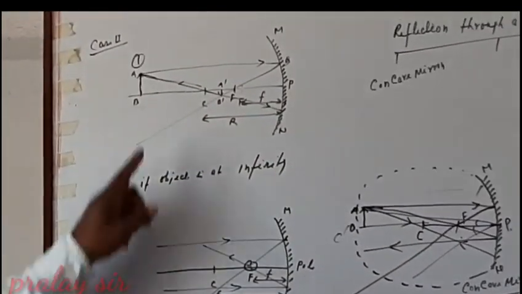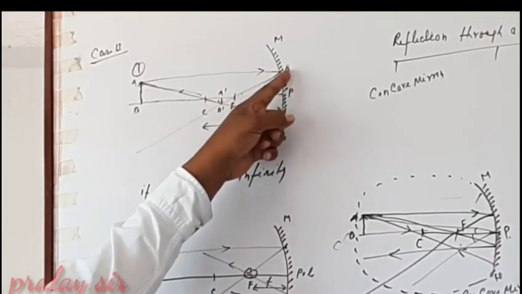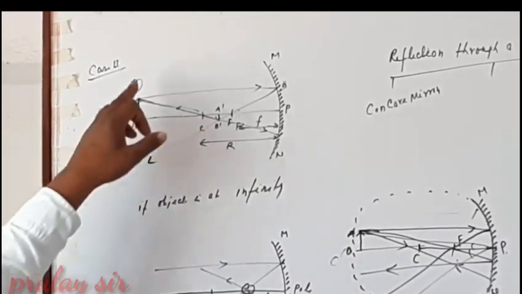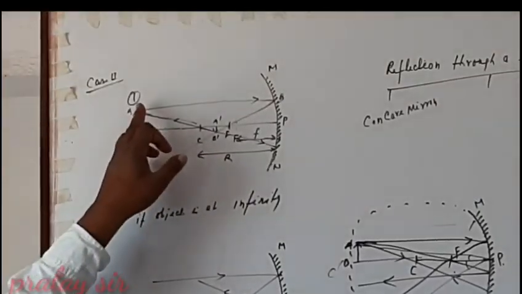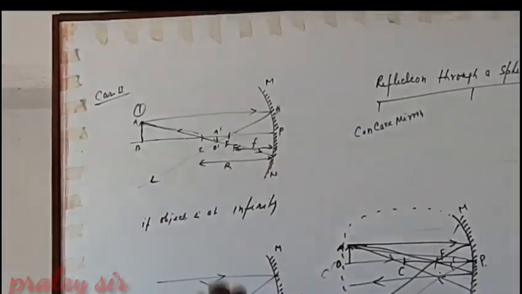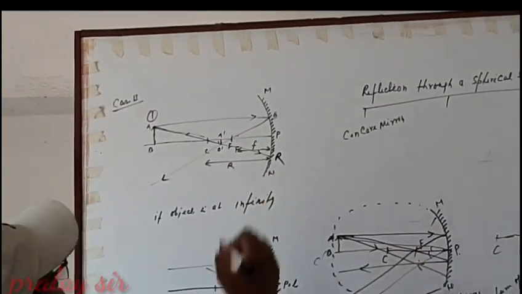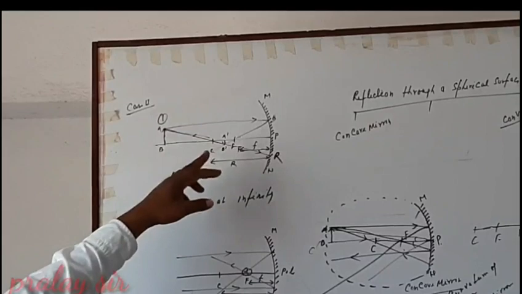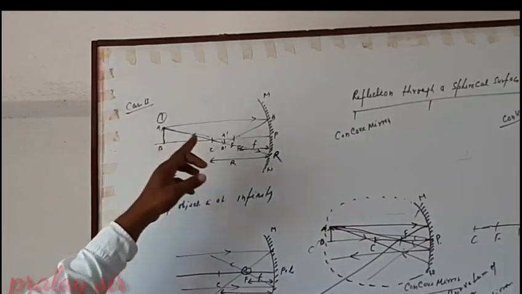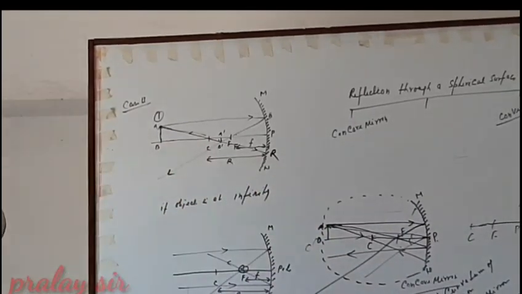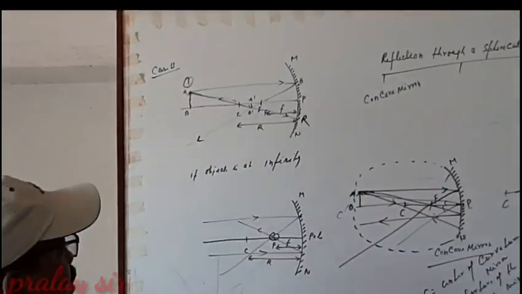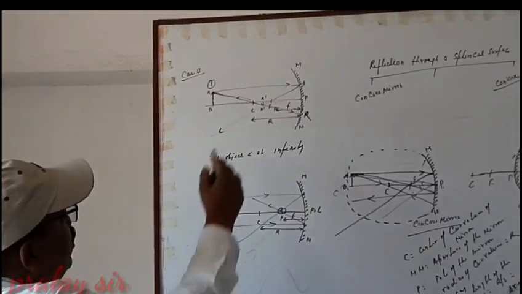I have told you earlier that a ray coming from A incident on point Q, after reflection passes through the focus and goes in this direction. The next convenient ray we have taken is a ray coming from A passing through the center of curvature C and incident on the point R. It bounces back, repeats the same path and passes through C, meaning incident ray and reflected ray both pass through the center of curvature, and here the image is formed. So what you are observing, the size of the image is smaller than the object, the nature of the image is real, but it is also inverted.